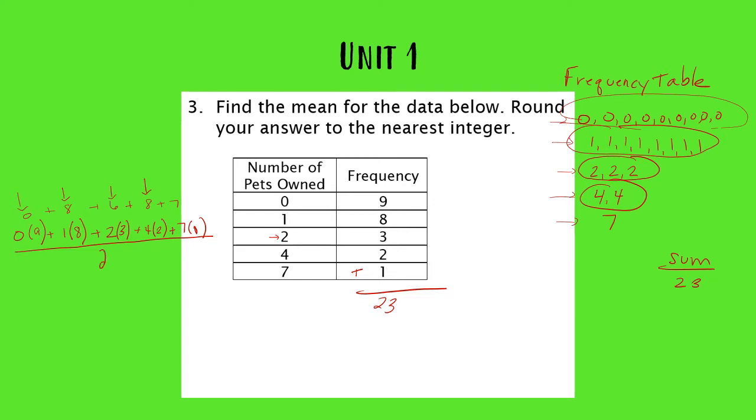So add those all up, divide by the frequency. Again, make sure you add the top row together first. So I got 29 when I add all that top stuff up, and then divide by 23. So if I divide by 23, I get that my answer is 1.26. It asks you to round to the nearest integer. So the nearest whole number, I would round down on this one. I would get 1 as my answer.